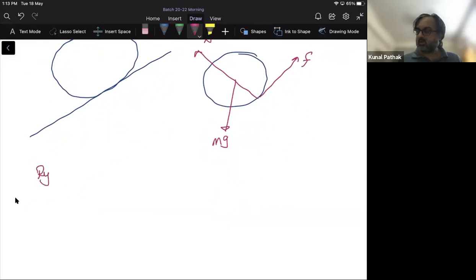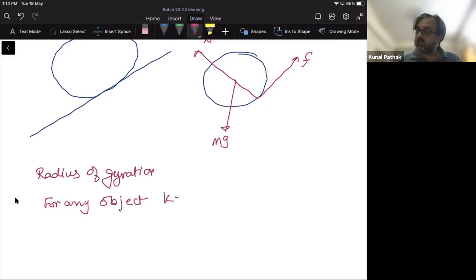So there is something called the radius of gyration. A very, very simple concept. It simply says that for any object, keep the moment of inertia equal to mk square.